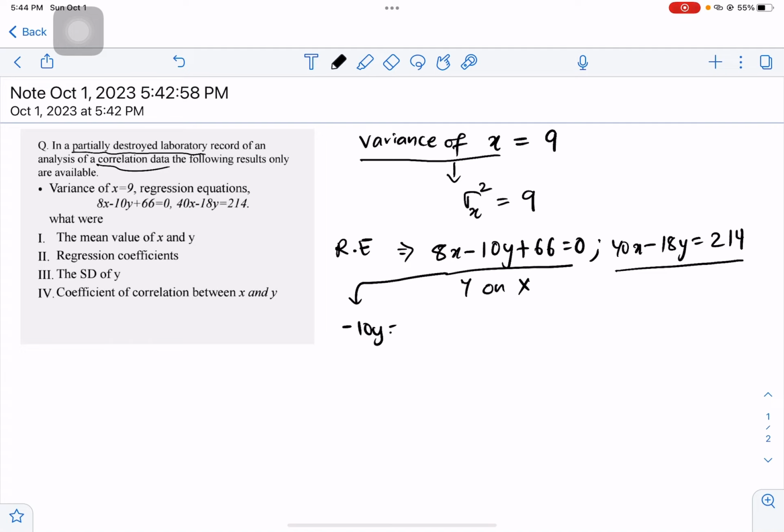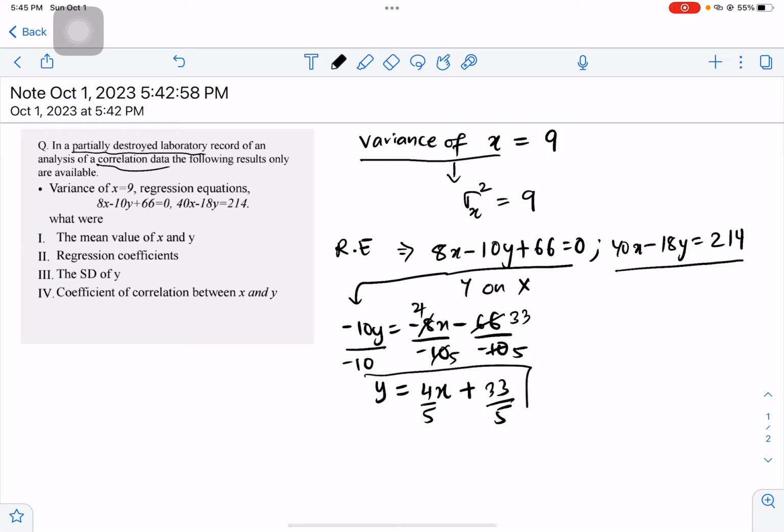So I'll be getting negative 8x minus 66. Taking the terms to the other side, then dividing the whole thing by negative 10 to remove the coefficient. So I have y equals 8, and since this has a common factor of 2, 2 times 4 is 8, 2 times 5 is 10, so negative will be positive. So you have 4 over 5x plus, 2 times 3 is 6, 2 times 5 is 10, so you have 33 over 5. Now this is the regression line of y on x.